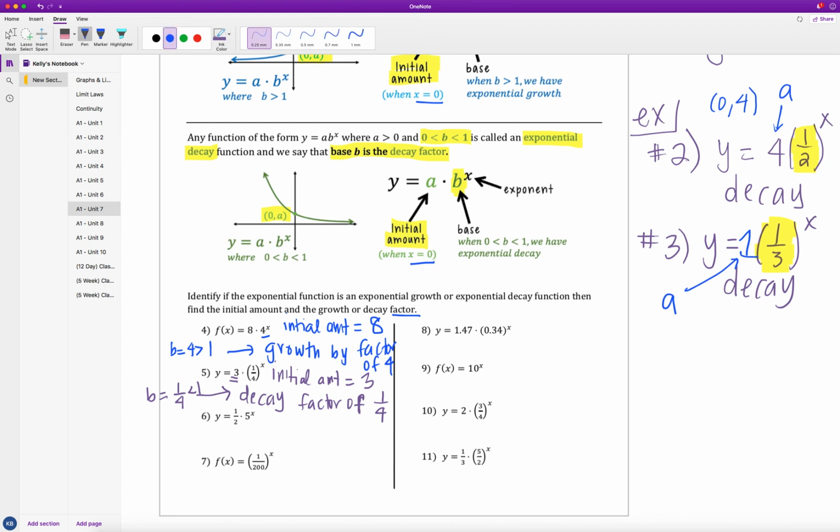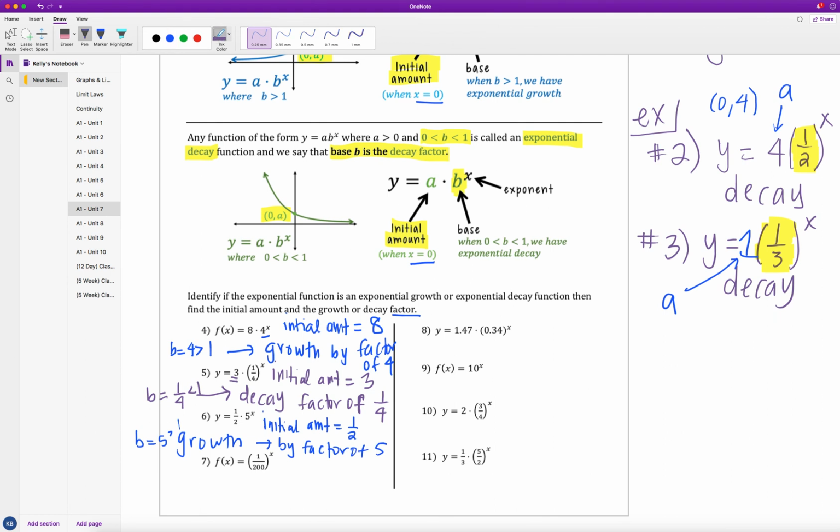Okay, why don't you guys pause the video and do example 6 on your own first. Okay, in example 6, we have an initial factor, or an initial amount, of 1/2. This is an exponential growth, since our base, which is equal to 5, is bigger than 1, and it is growing by a factor of 5.